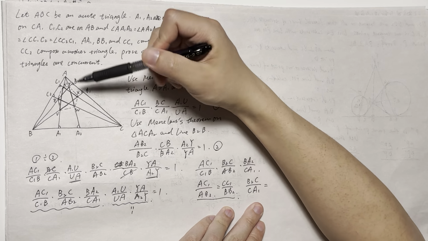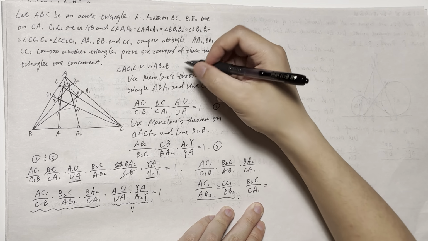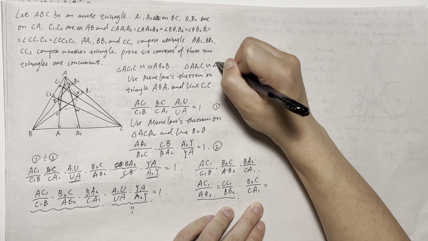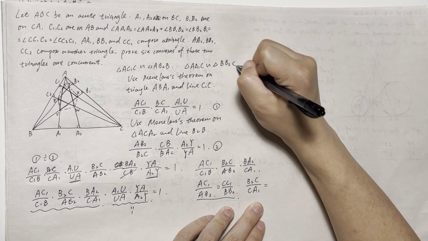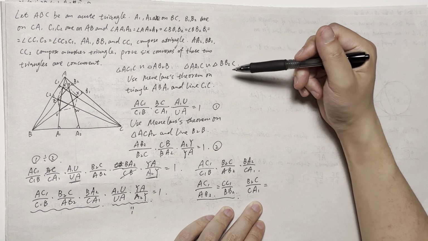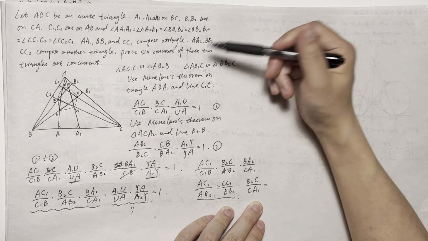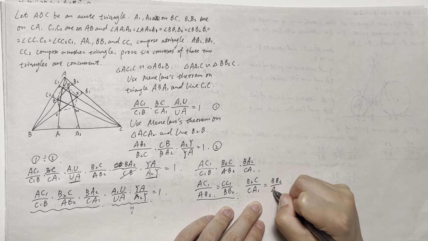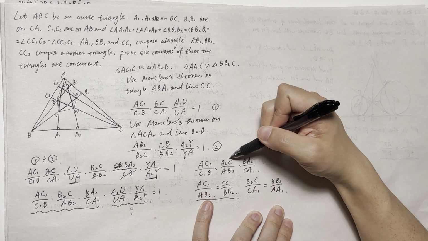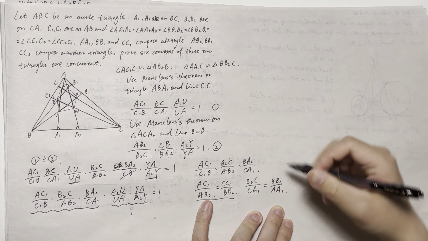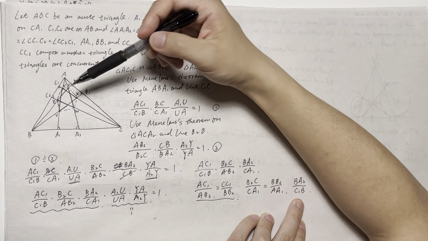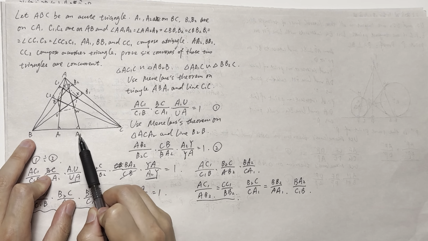B2C and CA1. Because triangle AA1C is similar to triangle B2C, right? That means B2C divided by CA1 equals BB2 divided by AA1. So we have AC1, AB2, B2C, CA1, and the rest part would be BA2 divided by C1B.